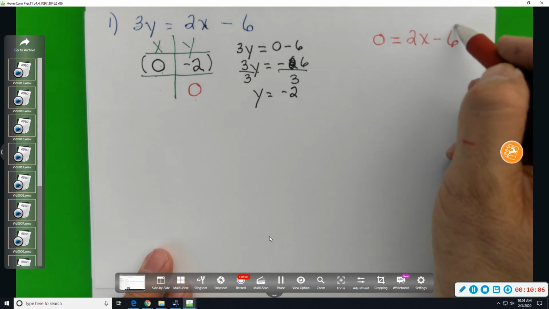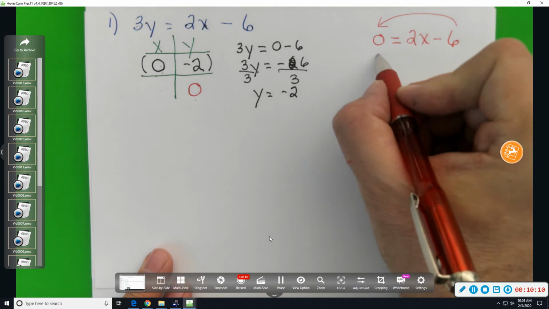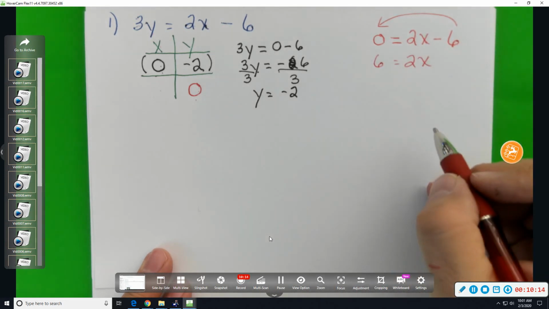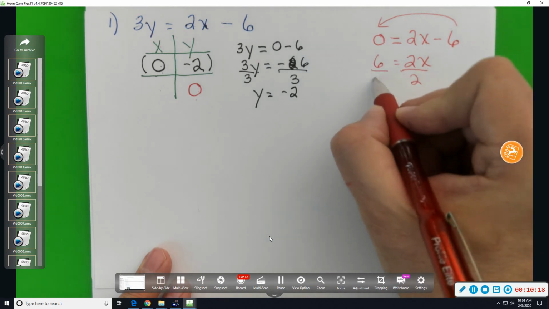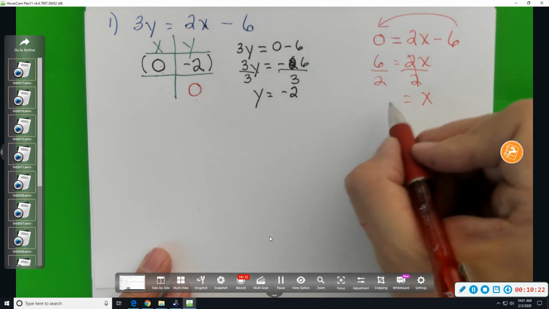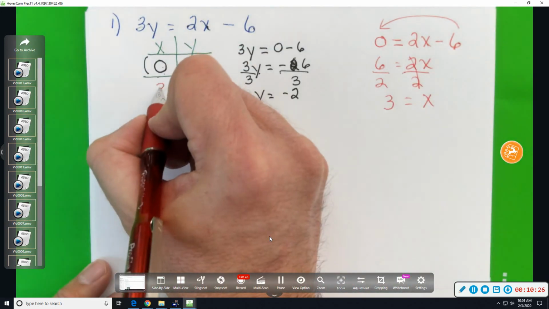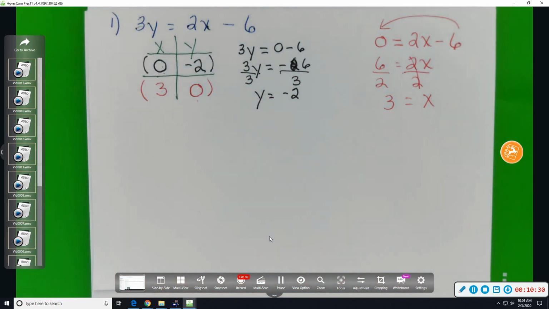Okay, I add the 6. I got to get the x by itself. So I'm moving the 6 over. And then what? Divide by 2. So we get x equals, is that going to be a 3? So 3 is what goes in that spot.